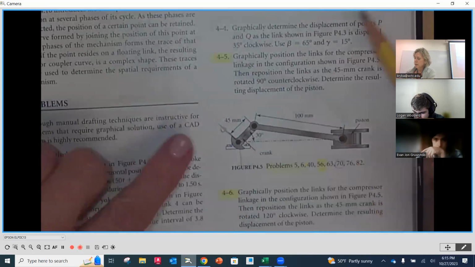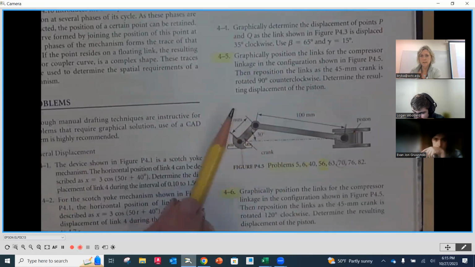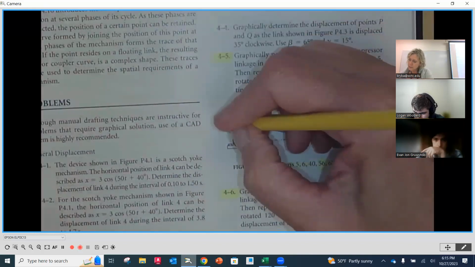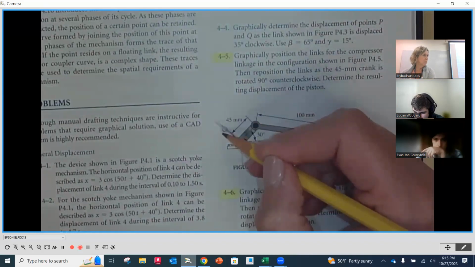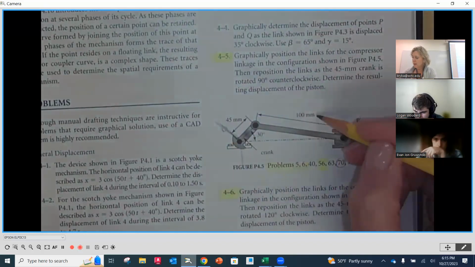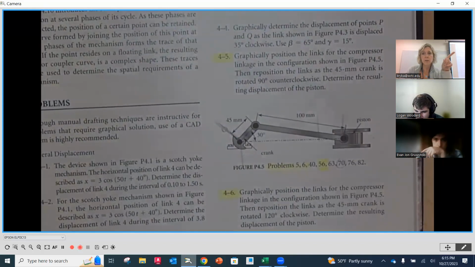So you're going to draw it here. This is your base position. Then you rotate this counterclockwise 90 degrees from where it's at. Don't put it straight up; it's 90 degrees from where it's at. Now you find how far the piston slid back, just that difference. That's problem number 4.5. Notice that this is also the problem for the displacement diagram, right? So it's the same diagram you're starting with.